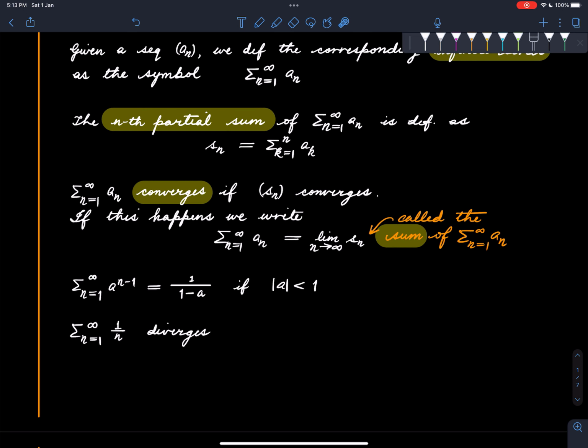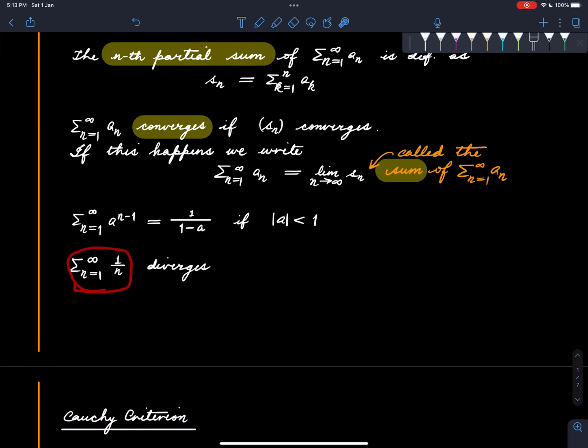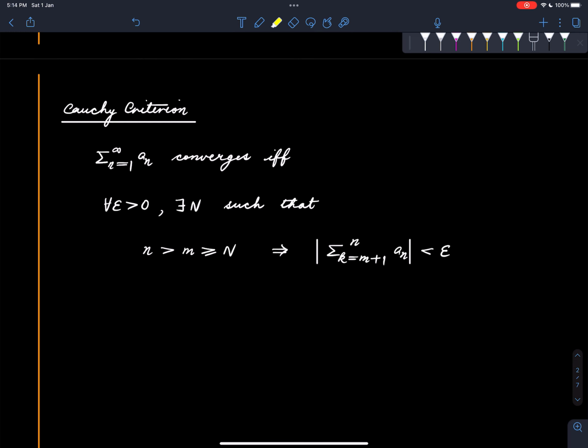All right, and we saw that this geometric series converges if the absolute value of a is strictly less than 1, and the sum is equal to this number. And we saw that this series is called the harmonic series. So this diverges. We saw a proof of it. And lastly we saw the Cauchy criterion of convergence, and this is it.